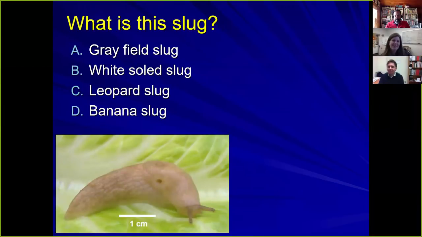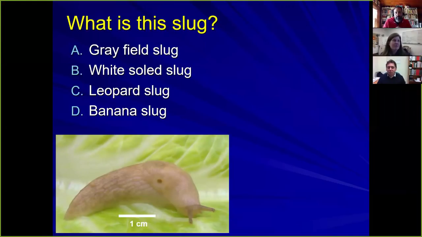Also, no consensus here, so this is interesting. Okay, all right, we'll go ahead and end that. Okay, so the only correct answer here actually is the grey field slug. The grey field slug is one of the most damaging slug species in the United States. I would argue it is probably the most damaging species. It's also a really serious pest throughout the world.